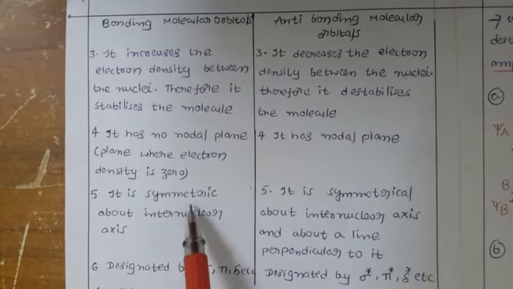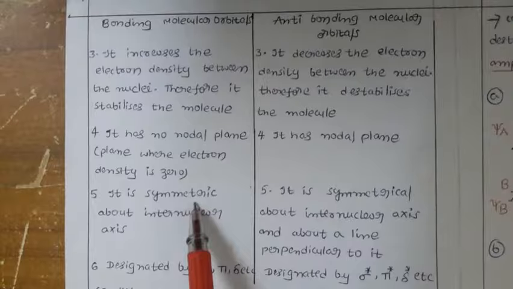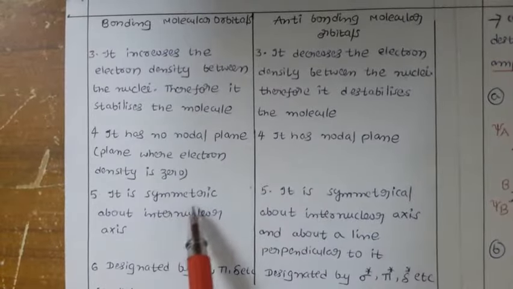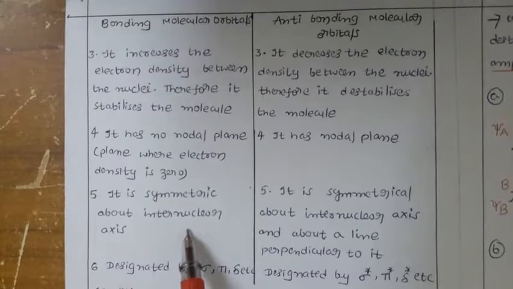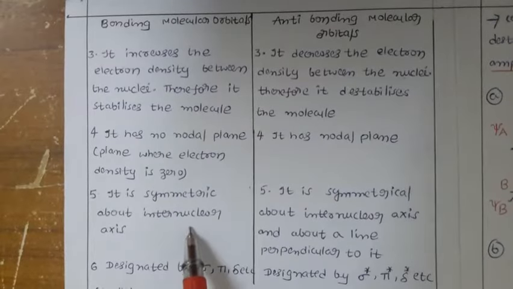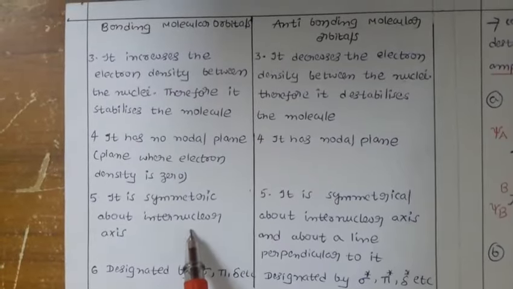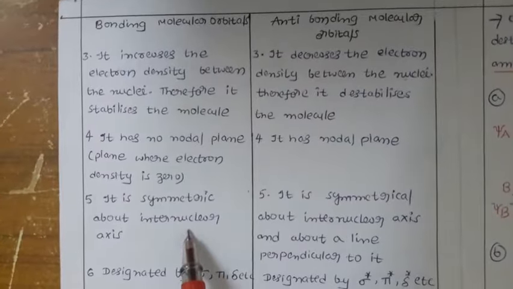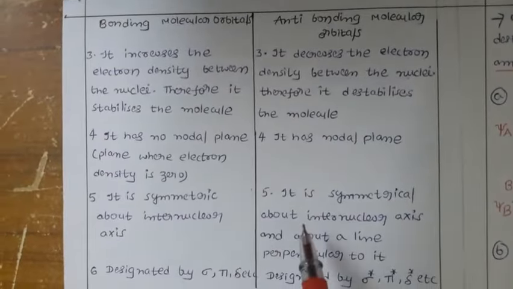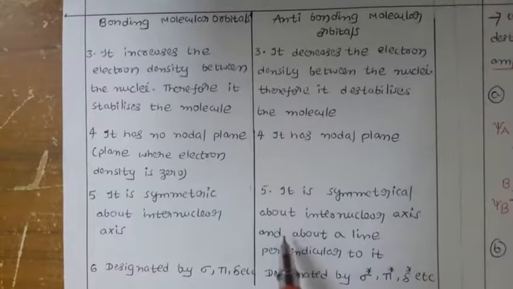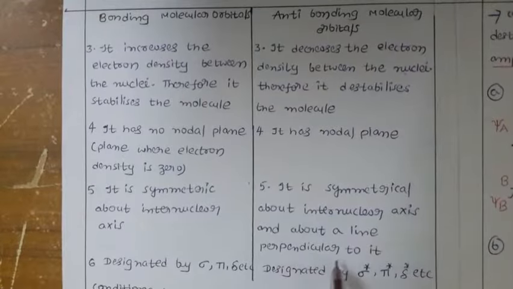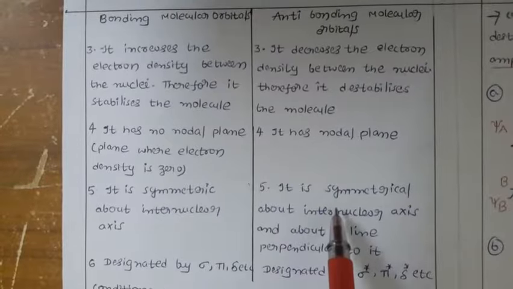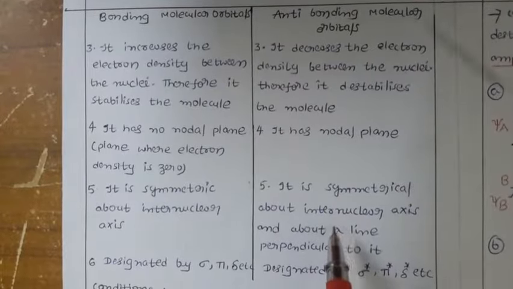What does symmetric mean? You can cut it into equal halves. So it is symmetric about the internuclear axis. What is the meaning of internuclear axis? The axis which is passing through the nuclei is called the internuclear axis. In case of antibonding, it is symmetrical about the internuclear axis and about a line perpendicular to it. Here also it is symmetric about the internuclear axis.